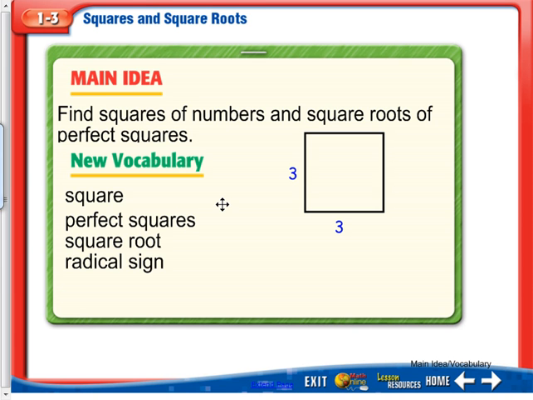In lesson 1-3, we're going to be covering squares and square roots. For the main idea, it says find squares of numbers and square roots of perfect squares. All right, so a lot to do with squares here.